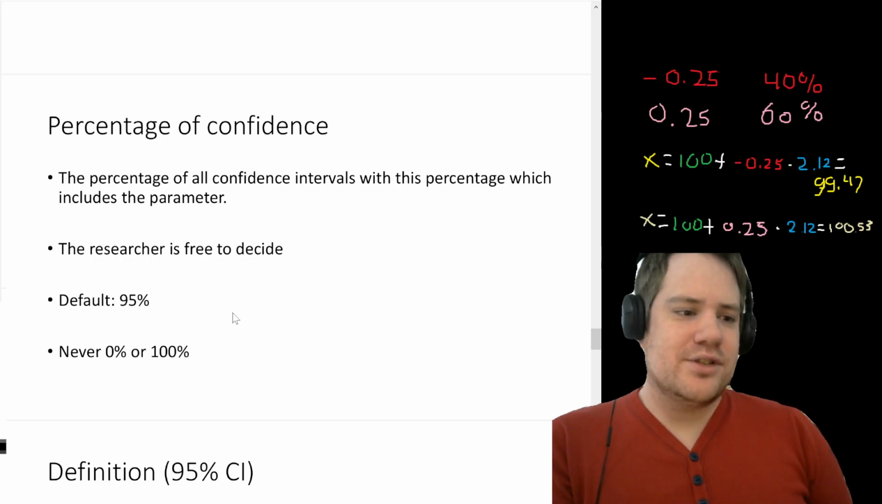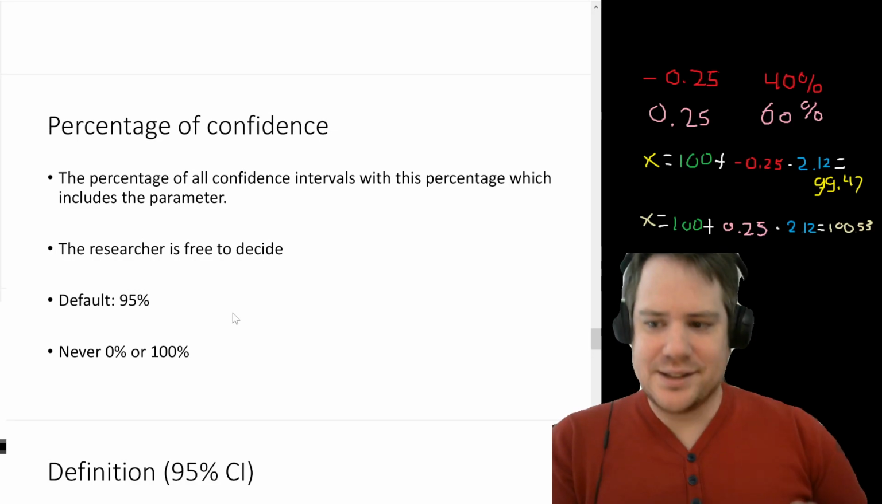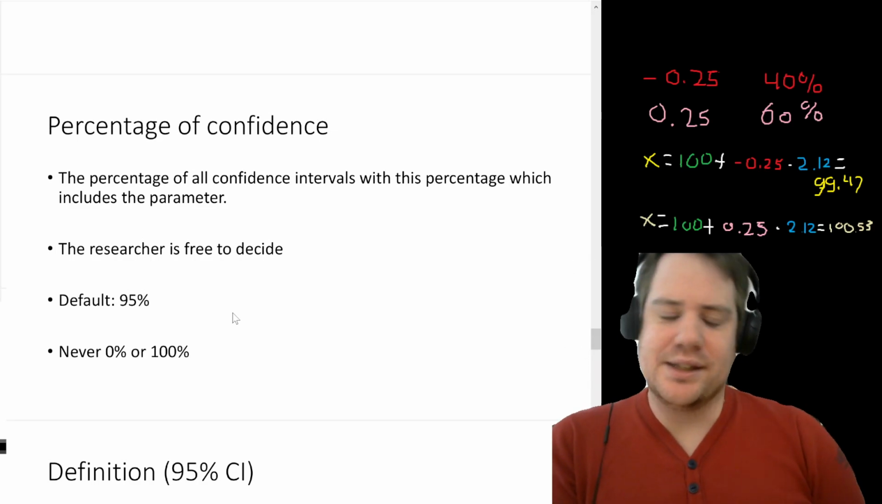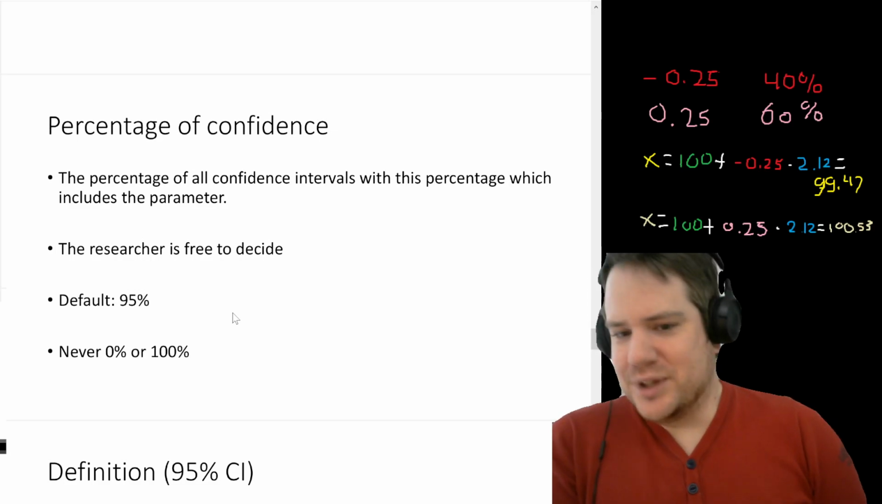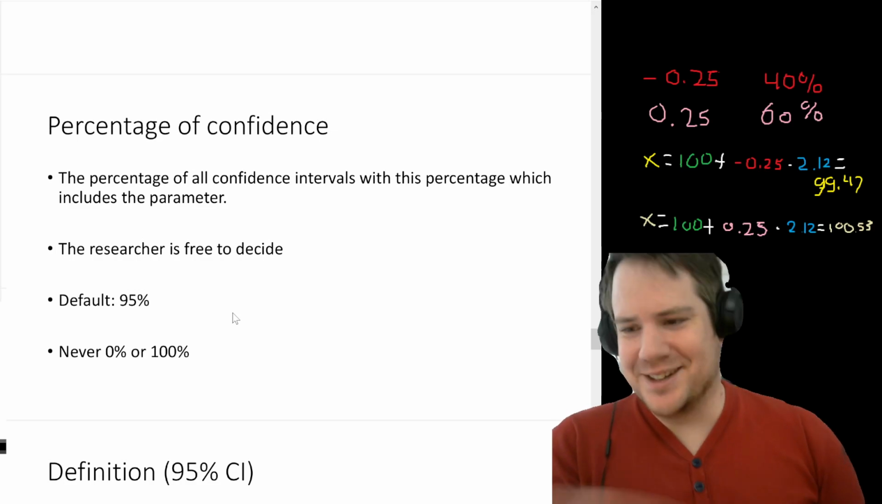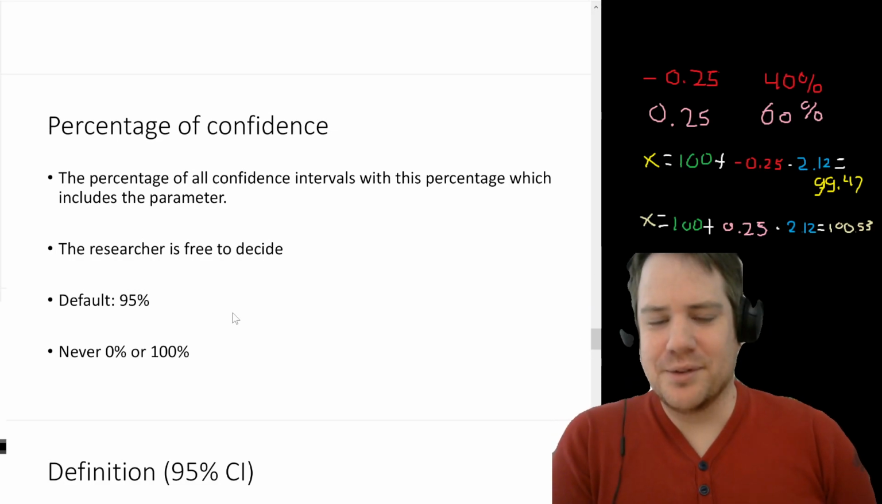But with 95%, it's high enough that you can feel fairly relaxed that it's included without pushing it so far that it becomes meaningless. So it now probably makes sense why I wouldn't take a 0% confidence interval, because of course with 0%, there's no interval really. Then you would have no chance of including your parameter.